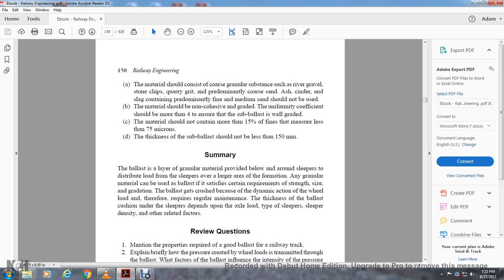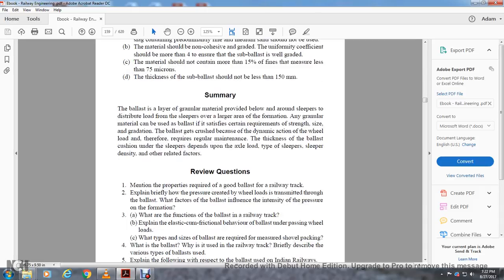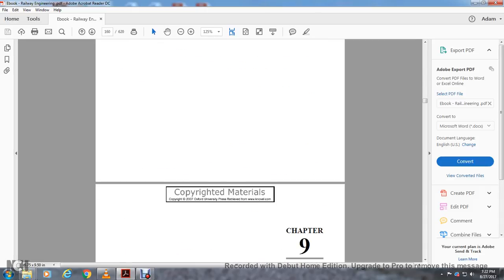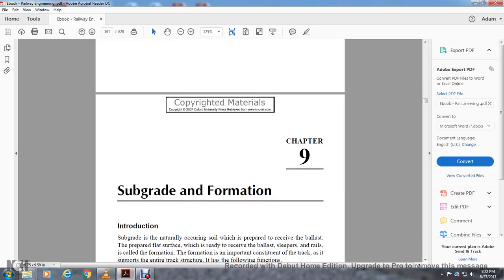Summary: the ballast is a layer of granular material provided below and around sleepers to distribute the load from the sleeper over a large area of the formation. Angular granular material can be used for ballast if it satisfies certain requirements of strength, size, and gradation. The ballast gets crushed because of the dynamic action of the wheel load, therefore it requires regular maintenance. The thickness of the ballast cushion under the sleeper depends on the axle load, type of sleeper, density, and other related factors. Chapter 9: Subgrade Information.